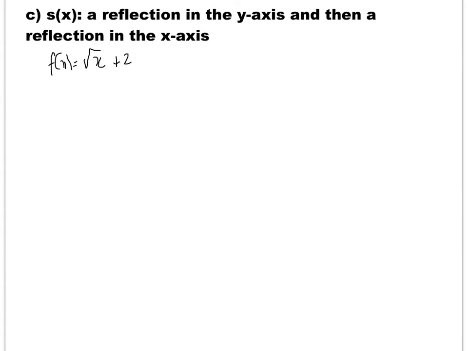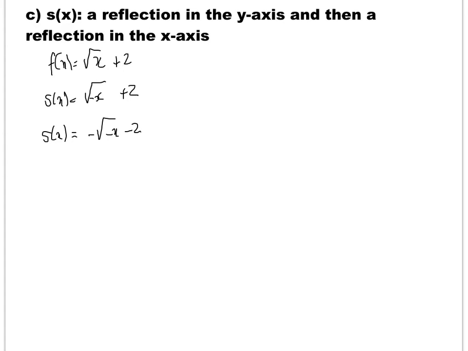In the next example, we have to find S of x, which is a reflection in the y-axis and then a reflection in the x-axis. So S of x is going to be reflection in the y-axis. So this means x becomes negative x. And then a reflection on the x-axis, so you multiply by negative 1. So you get negative square root of negative x minus 2. This is our new function.